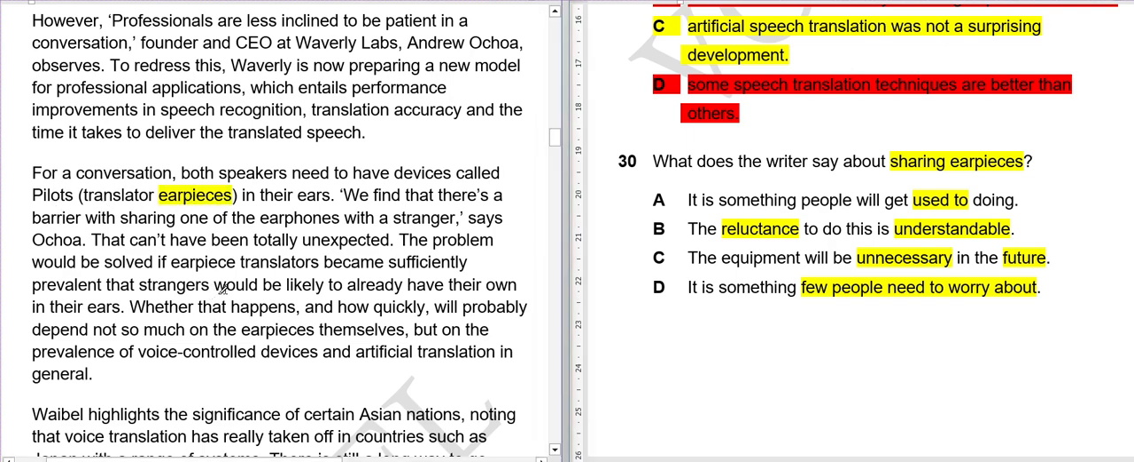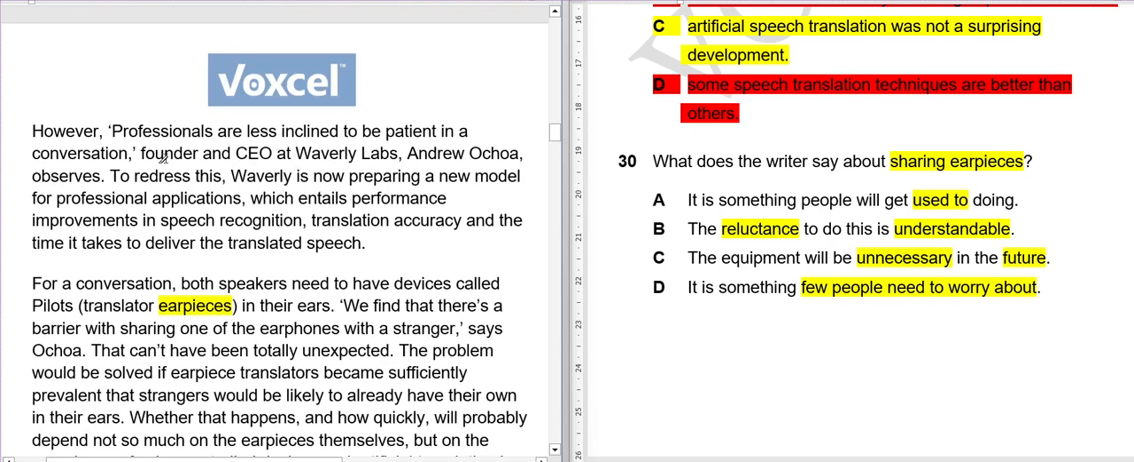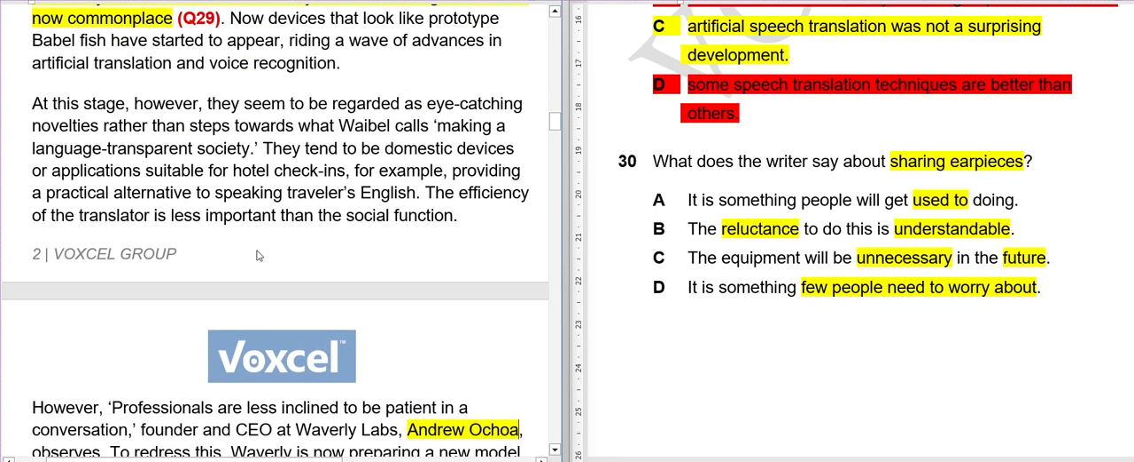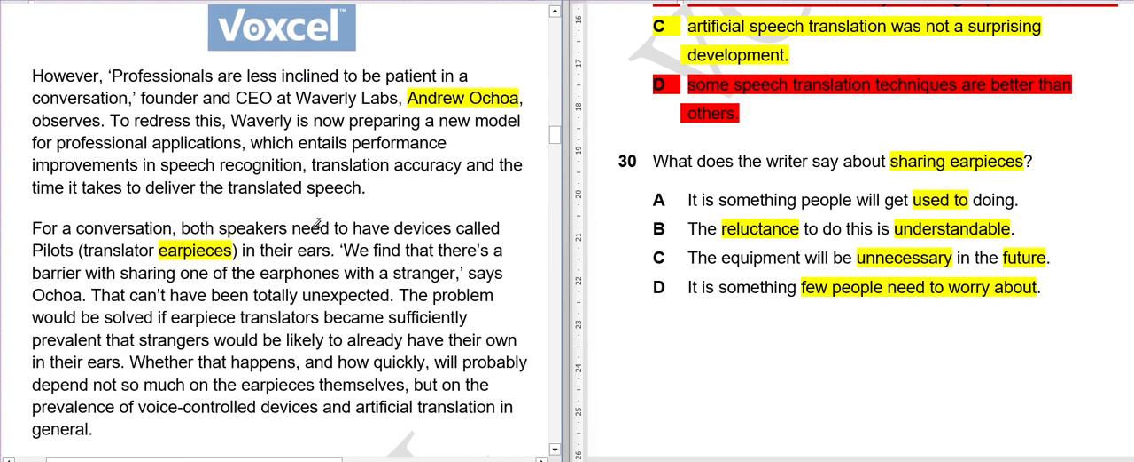Translator earpieces. So here is something about earpieces. So this is our context we have to worry about. So first there is a name. I will just highlight it, so if we need it for the further questions, we will be able to locate it easily. And here, Babel Transparent Society. I am just marking it randomly so that if I have to use these words, because we have to do other questions as well, we will be able to identify the information quickly. Hotel check-ins. Okay, I think that's enough for this paragraph.